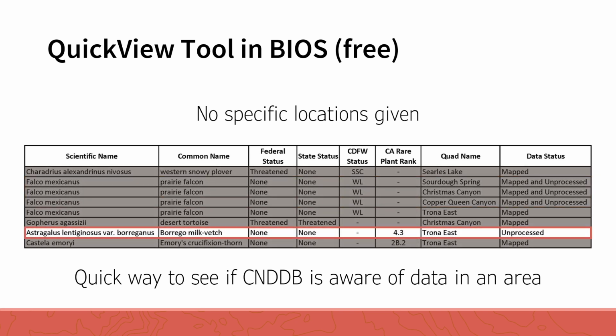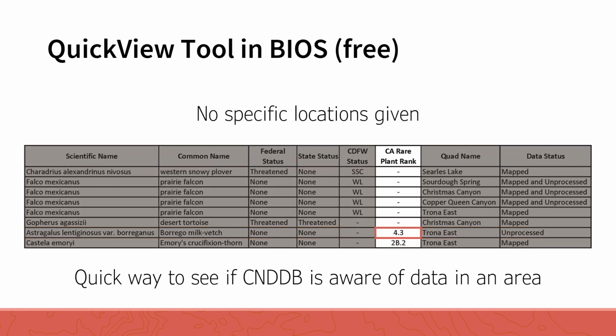Finally, the second to last row shows the data status for Borrego milkvetch in the Trona East Quad is unprocessed. There are no element occurrences for this species in this quad. Borrego milkvetch is a plant with rank 4, so the CNDDB doesn't map this species as EOs. The Quick View tool would be the best place to see locational information for this species.